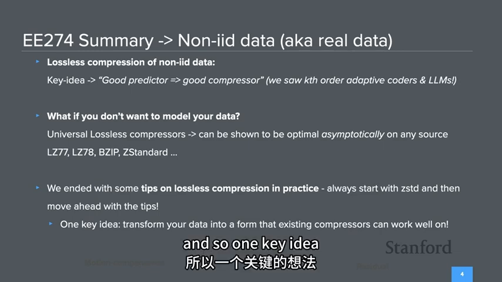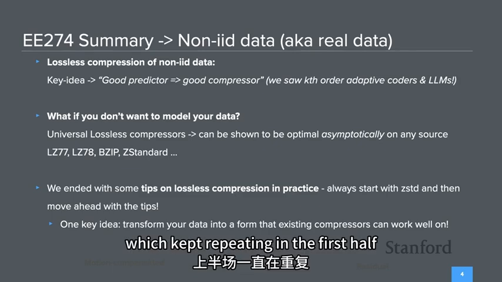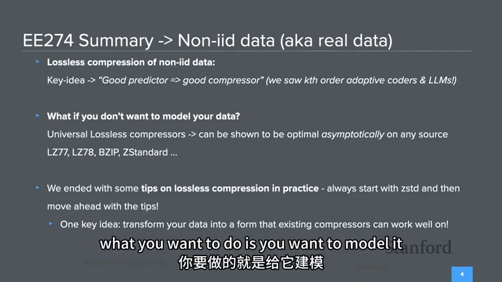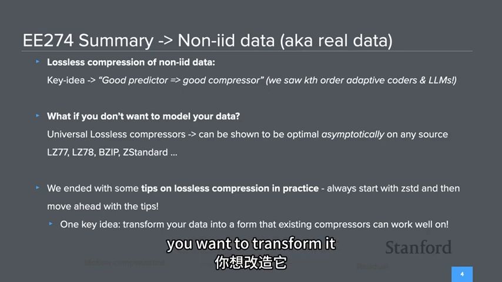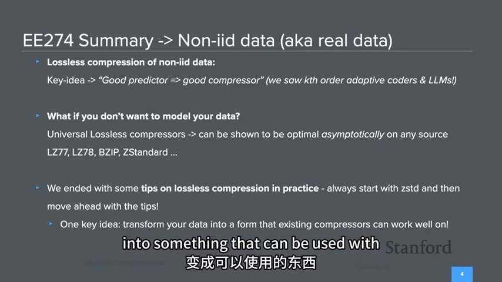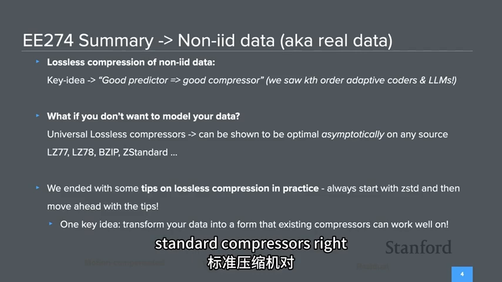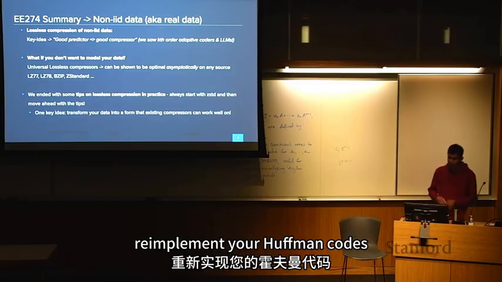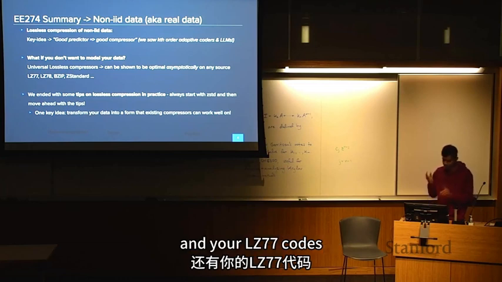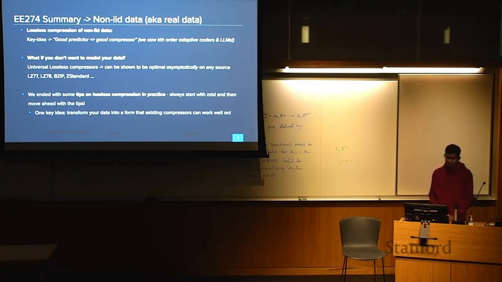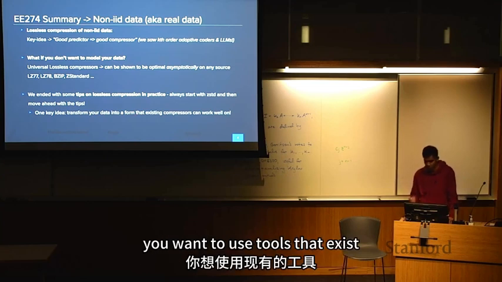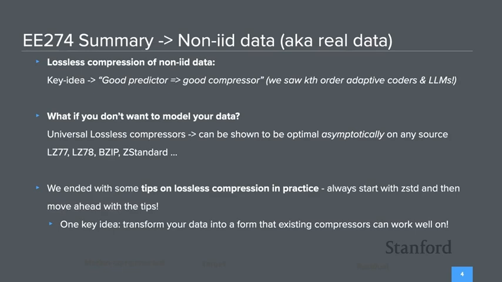And so one key idea which kept repeating in the first half and also in the second half is that however complicated your data looks at first glance, you want to model it, you want to transform it into something that can be used with standard compressors. Try to reuse the tools. Don't re-implement your Huffman coders and your arithmetic coders and your LZ77 coders. Of course, for projects you do that, that's fine. But in real life, you want to use tools that exist.